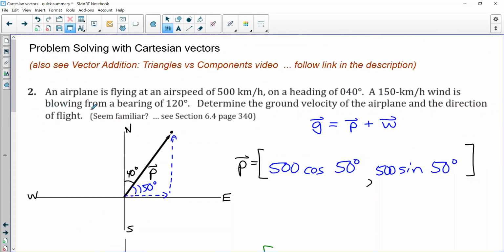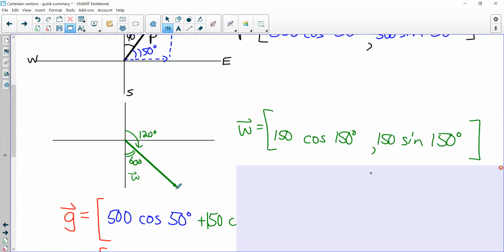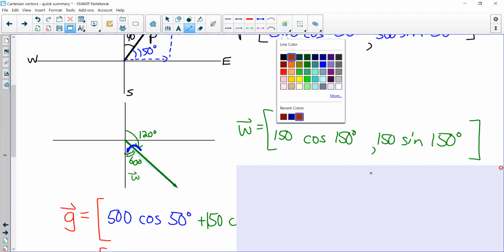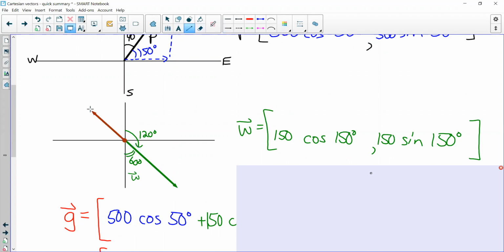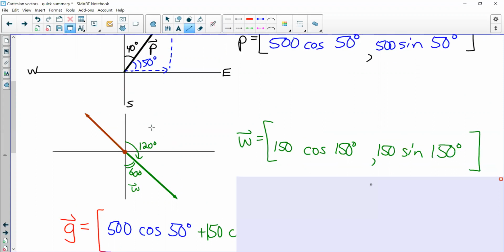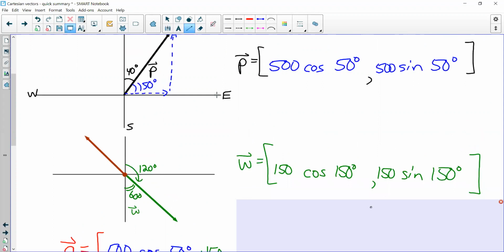There is a very key, important piece of information right here: blowing from a bearing of 120. So that means the wind is coming from this direction, but actually blowing that way. Okay, so that's extremely important, because now what we have to do is consider a vector that is parallel to this, but actually going that way. So the wind is actually blowing, instead of what we would say southeast, it's actually blowing northwest.